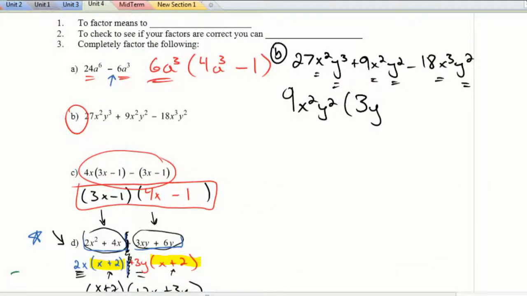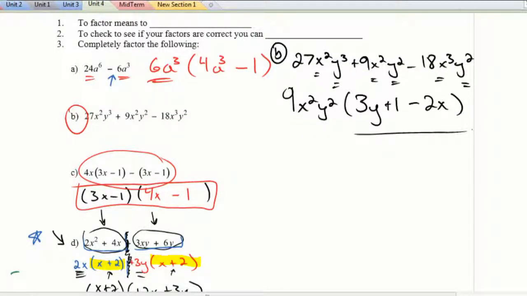And then my middle term, I'm going to have a 1, 9x squared y squared, and then I'm going to have minus 2x. Just trying to think if there's anything else I can do to factor this any further. 9 times 3 is 27, 9 times 1 is 9, 9 times 2 is 18. x squared times 1 is x squared, y cubed, x squared, y squared, 2x. Unless I'm missing something, I'm thinking that's as far as you can go with that guy.